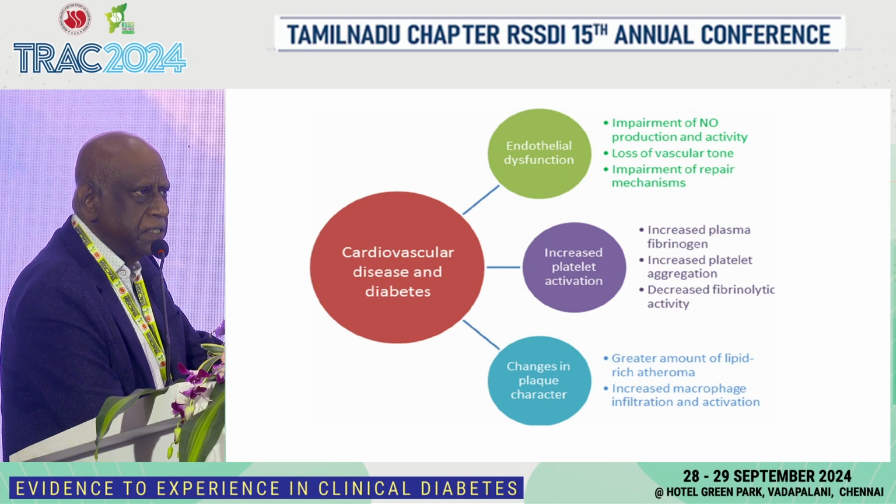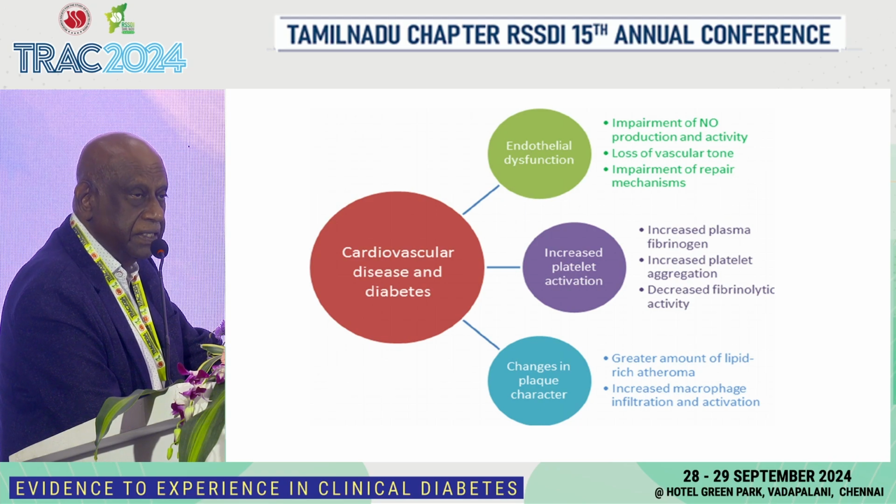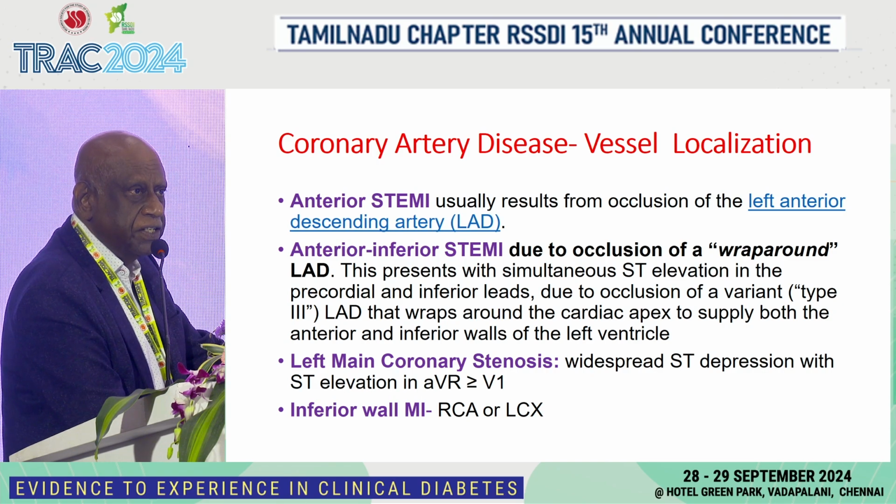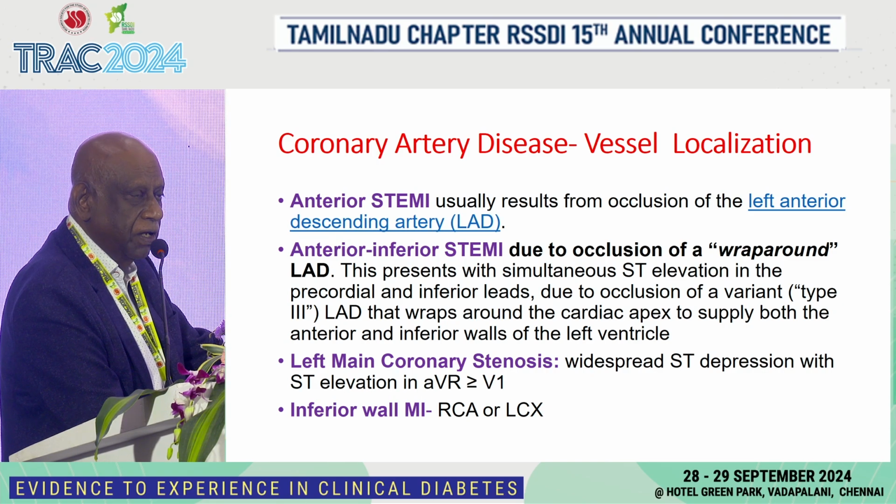The pathogenesis of cardiovascular disease: one is an endothelial dysfunction, which all of us know. Then increased platelet adhesiveness and changes in the plaque character, which precipitates the event. The localization: usually there is an anterior wall infarction with ST elevation, usually a left anterior descending artery block. And when there is inferior with anterior, it can be a wraparound due to a circumflex.